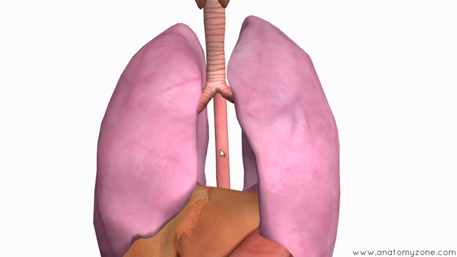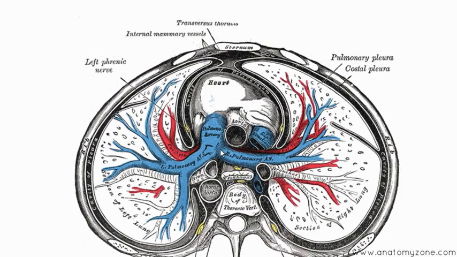So between the visceral pleura and the parietal pleura is the pleural cavity, and this contains pleural fluid. So this space between the visceral and the parietal pleura is only a potential space. So in normality, these layers lie in very close contact, and you've got this thin layer of pleural fluid.